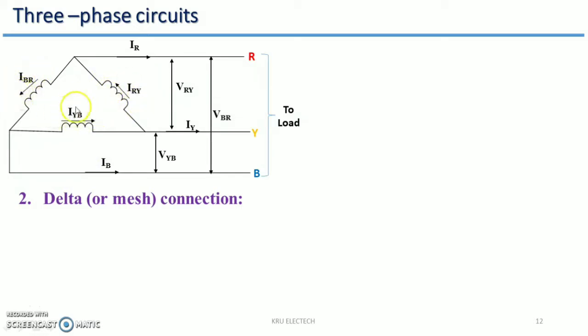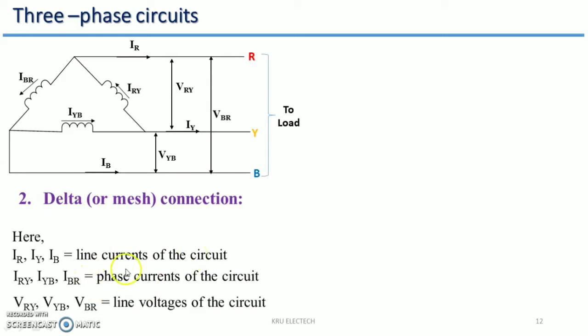Suppose we take this direction of current, so here is IRY, meaning IR minus IY. This is the incoming current from here, it's IY, and the outgoing current is IR. So you can write it directly by KCL. And this is the phase voltage between R and B, between Y and B, and between R and Y. Delta connection, or the mesh connection. This is the phase current, this is the line voltage, this is the line current.